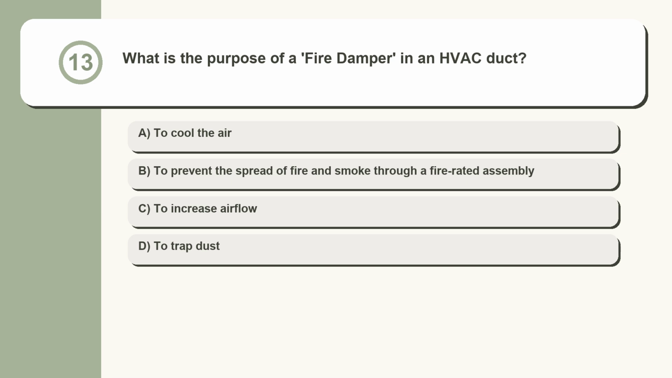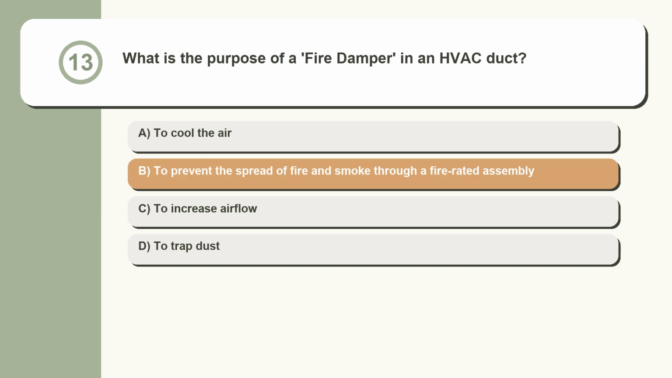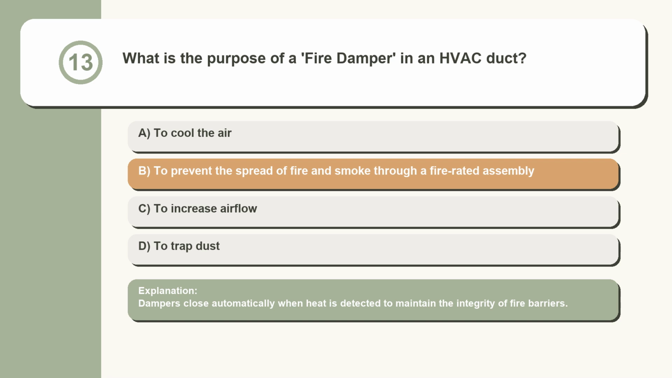Question 13. What is the purpose of a fire damper in an HVAC duct? To cool the air, to prevent the spread of fire and smoke through a fire-rated assembly, to increase airflow, to trap dust. Dampers close automatically when heat is detected to maintain the integrity of fire barriers.